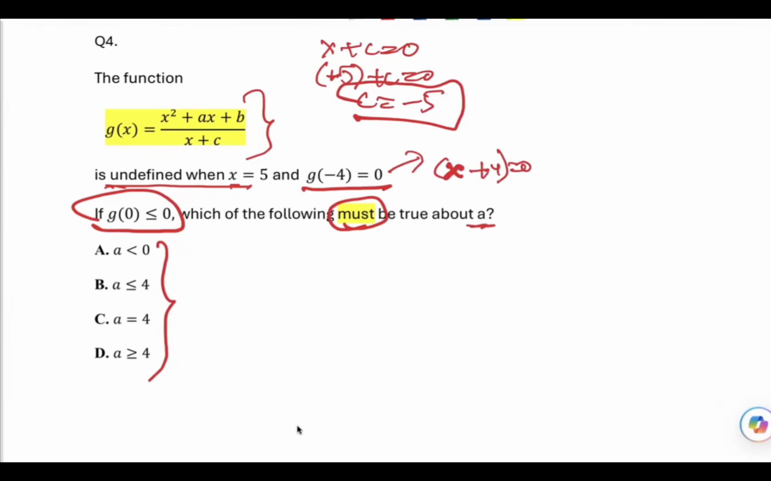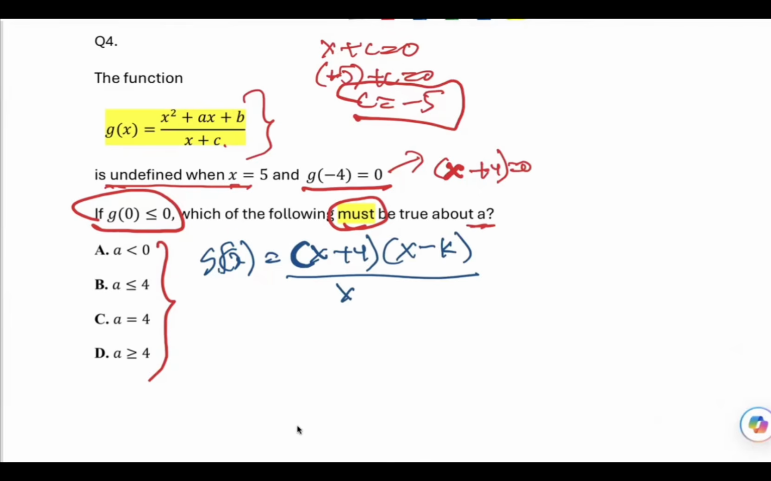Now, I will tell myself, hey, I have a bunch of information. I can rewrite this equation in this form. That means my g of x is the same thing as my factor, x plus 4. I need a new factor. That's what the g of 0 is. I'm going to call it x minus k, over my undefined function, which is x minus 5. Now, if I open the top portion, I can equate it to my function that is given.